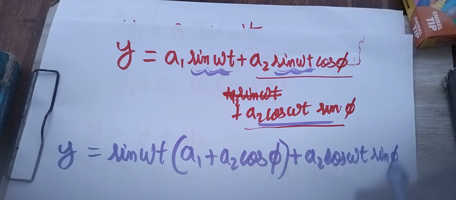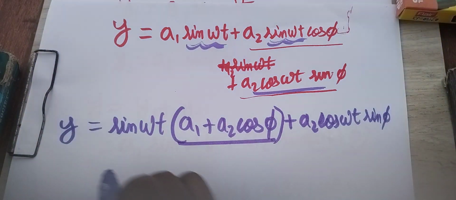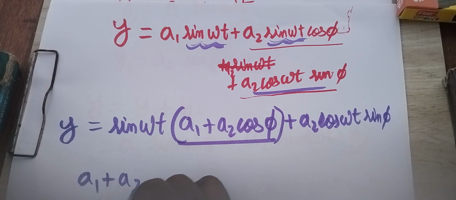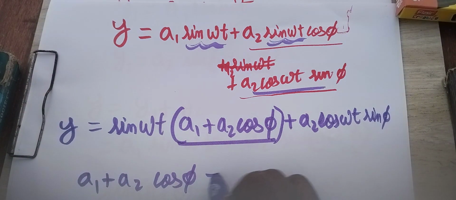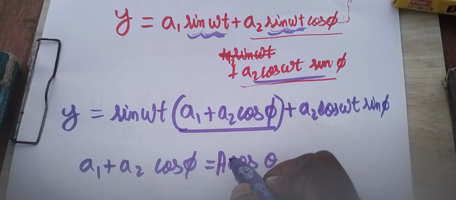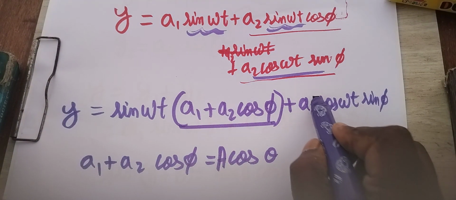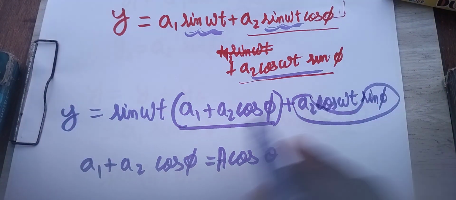Now I am going to make some assumptions. Here, a1 plus a2 cos phi, I am going to assume as a cos theta, that is, A times cos theta. And second, this one I am going to take as A sine theta.